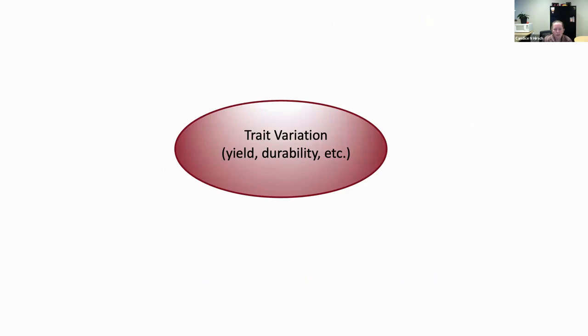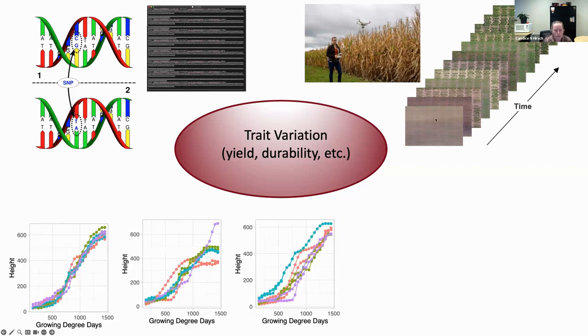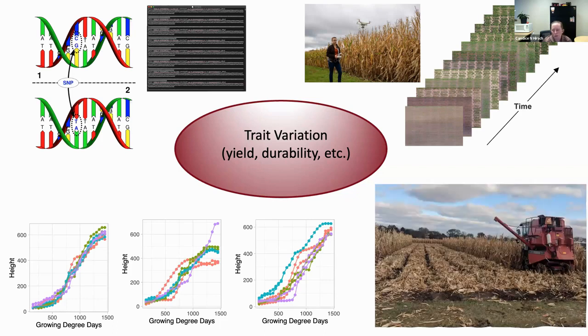Because ultimately, we care about trait variation for things that happen at the end of the season, the yield, the durability, things like that. But there's a lot of things that we can measure very early on, before a seed even goes in the ground, to what it's doing throughout the season. That can give us a lot of information about how it's engaging with the environment and ultimately what it's going to look like at the end of the season.